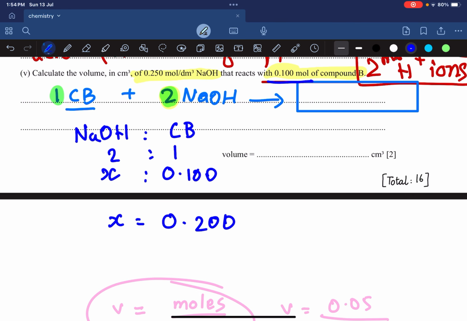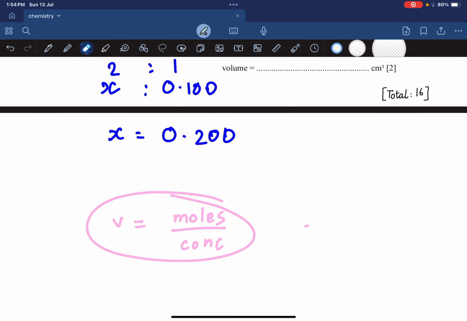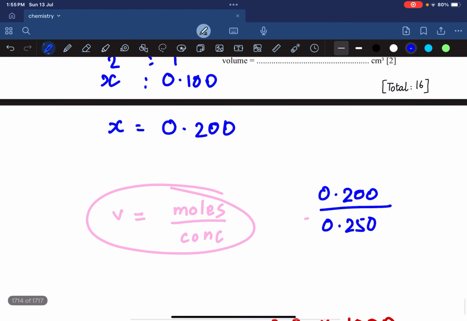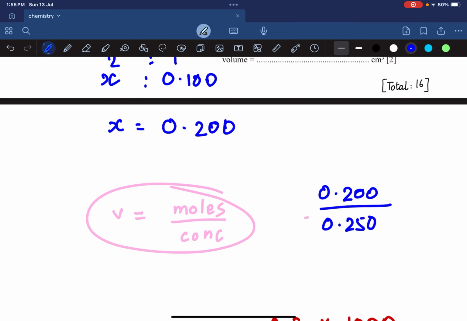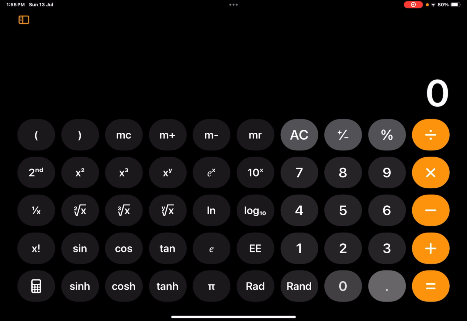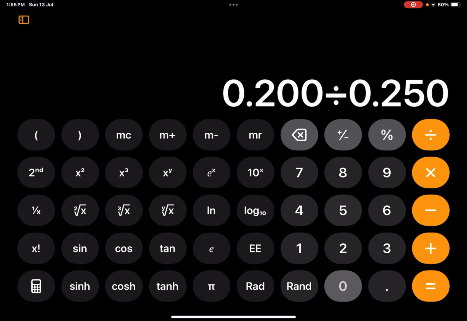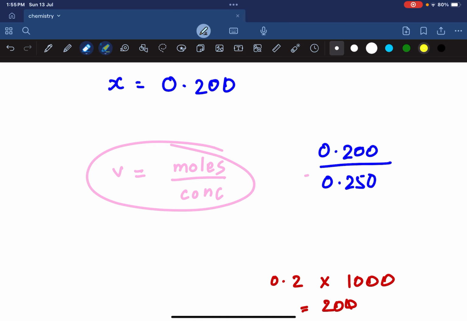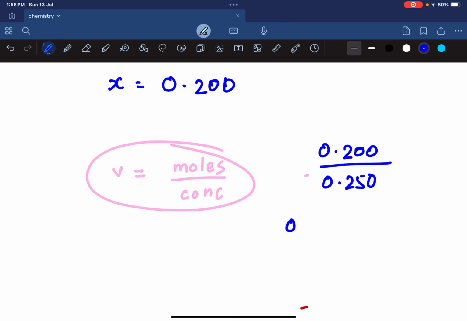Now I have the moles of NaOH. What do I have to find? I have to find the volume. I simply have the formula which I can use, and this one right here is the formula. Volume equals moles upon concentration. Moles are 0.200 and my concentration is given in the question, which is 0.250. So 0.200 divided by 0.250, let's do it on the calculator. 0.200 divided by 0.250, and that gives me 0.8. So my answer comes out to be 0.8.